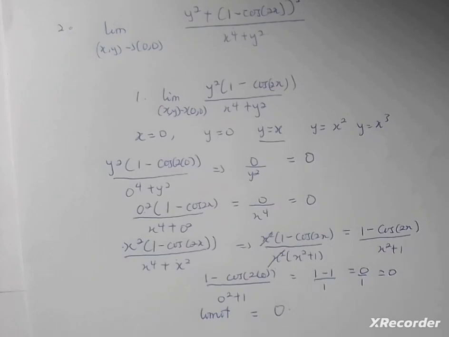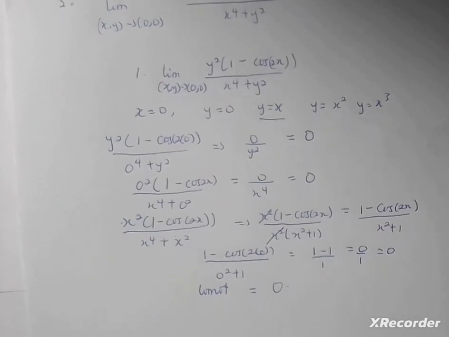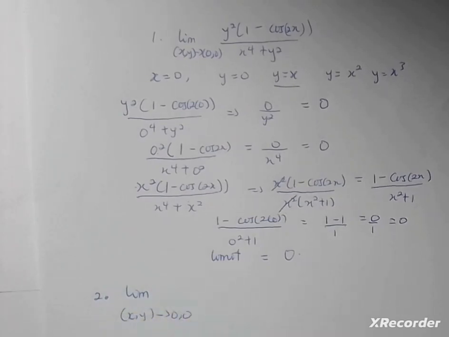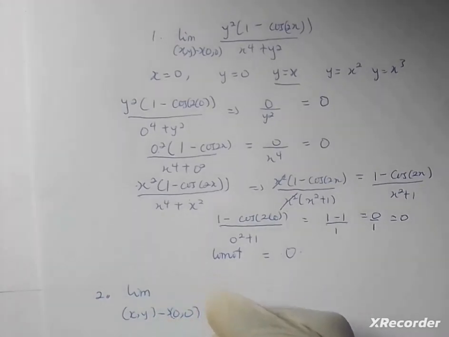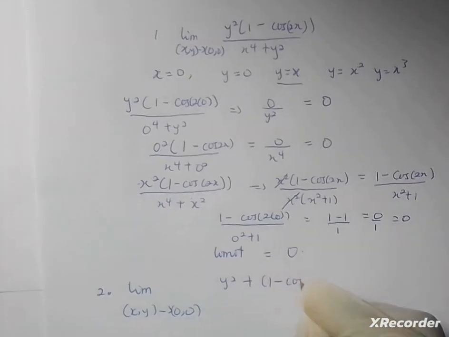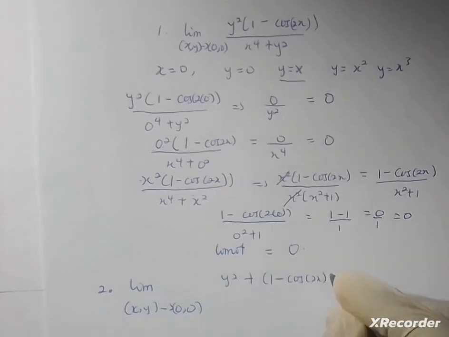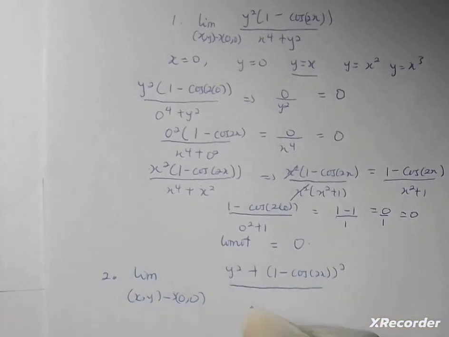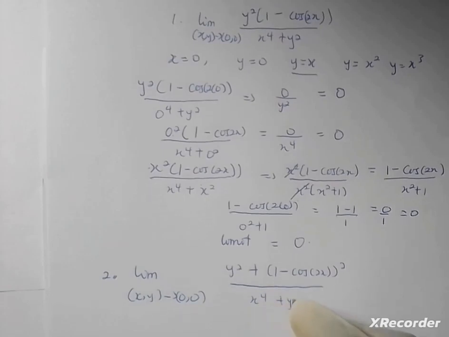We are moving straight to the second function I have. That is the second tutorial question I have. That's number 2. In this one, I'm having the limit as x, y approaches 0, 0, where I have y squared plus 1 minus cos 2x all squared, and everything here over x to the power 4 plus y squared.